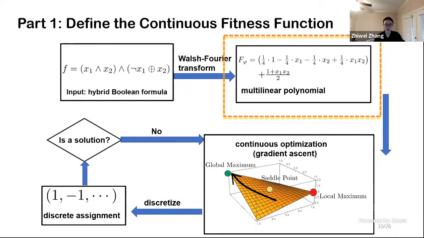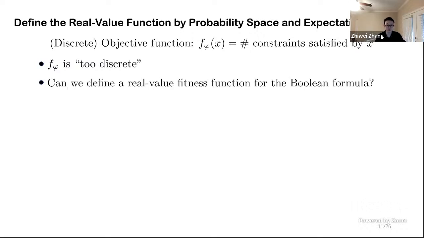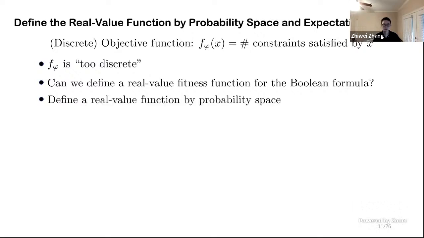The first and the most important part of our framework is how we define this continuous fitness function. Remember that the discrete objective function is just the number of satisfied constraints. As we discussed before, this function is too discrete, so it fails to capture some small progress towards satisfying non-CNF constraints. So can we define a real value fitness function for the Boolean formula? Usually, one of the ways people do it is to define a real value function by probability space.